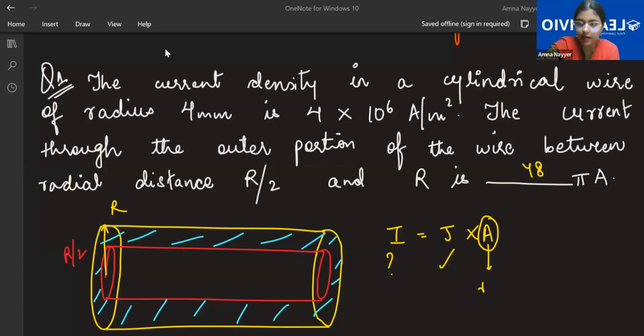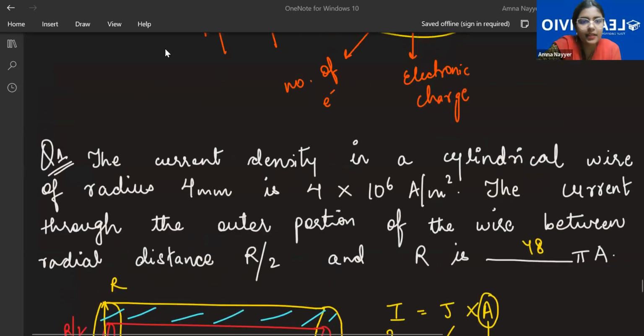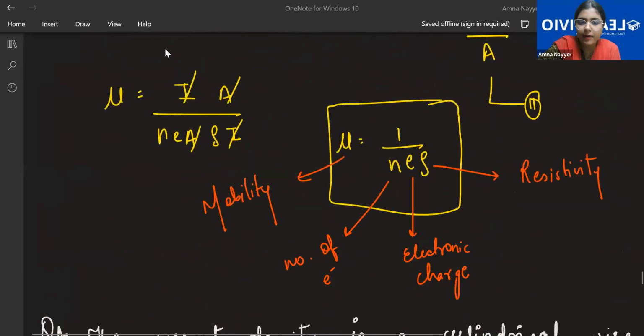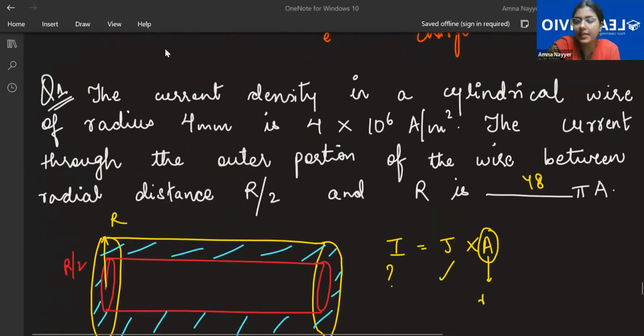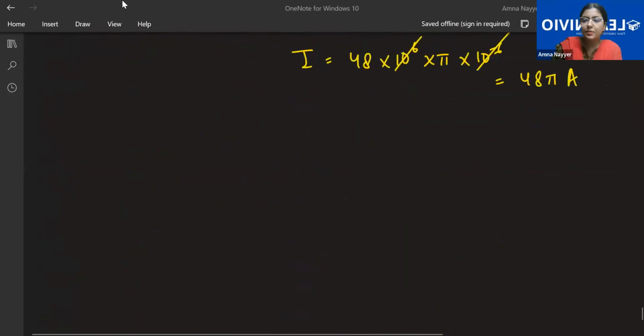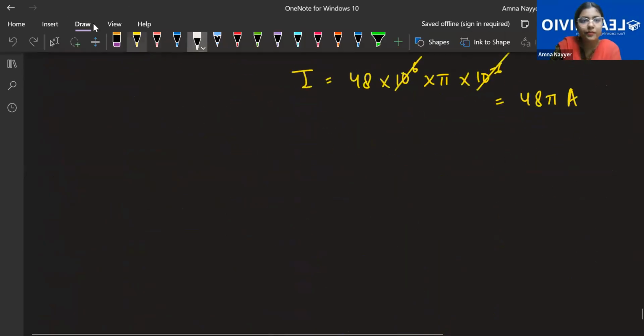Yes, ma'am. All right. So in the last class, Jesslyn, we completed it till mobility, and I said we'll practice 2 to 3 questions. So one was this question, the calculation of current density in a cylinder where the radius was given, outer portion of the wire was at a distance of r/2, and other was at a distance of r. One more question, let us practice in this only.